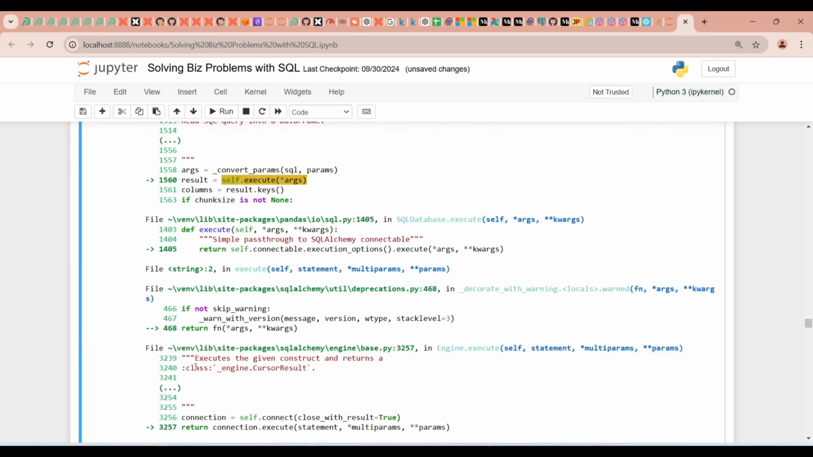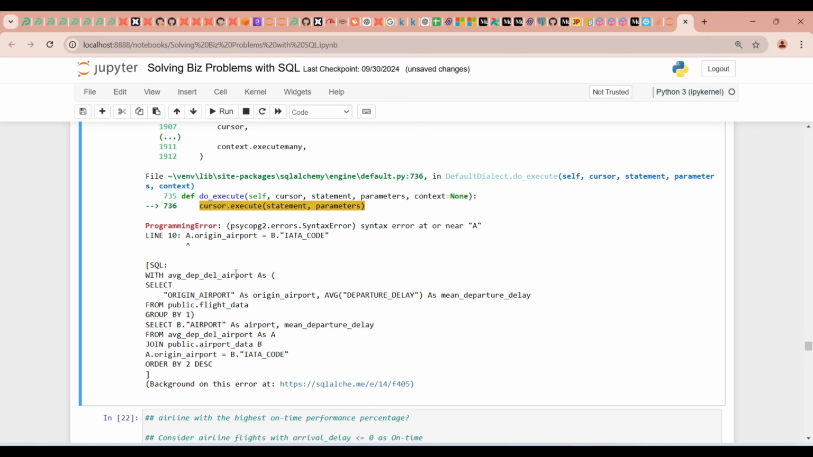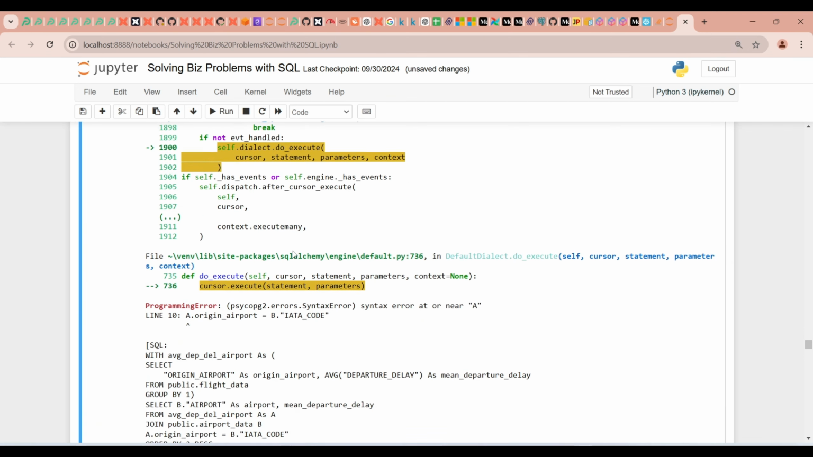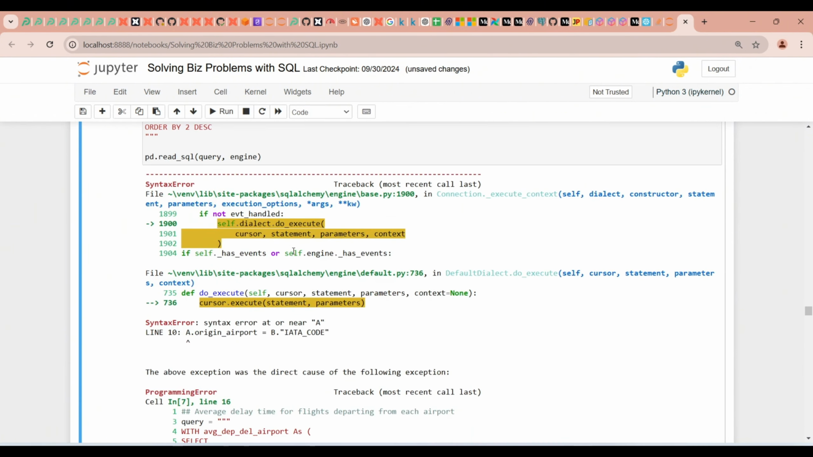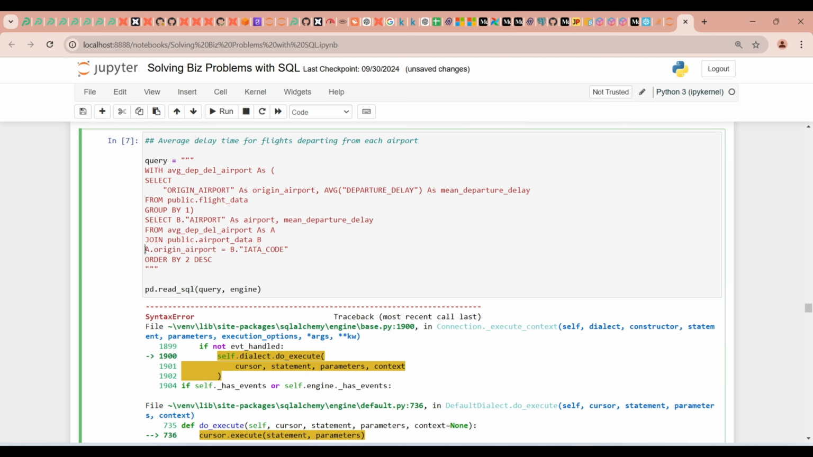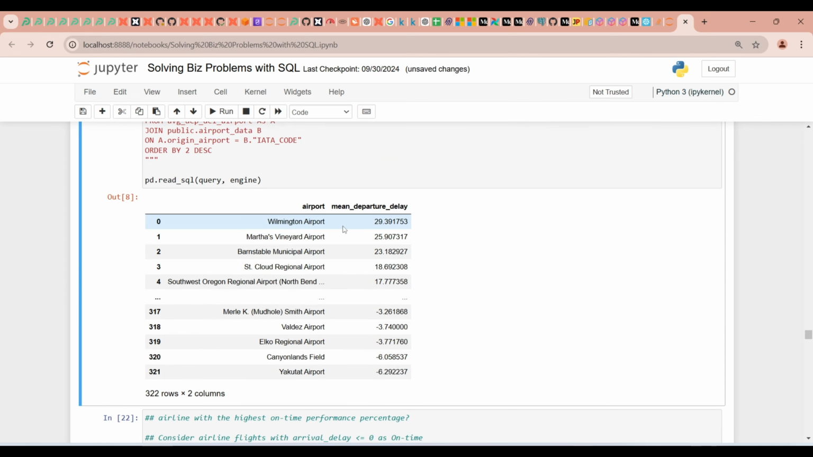What's going on? So let's see. We have an error. It says A dot origin airport, syntax error near A. Okay, I did not put the ON clause. So say ON this. All right. So yeah.